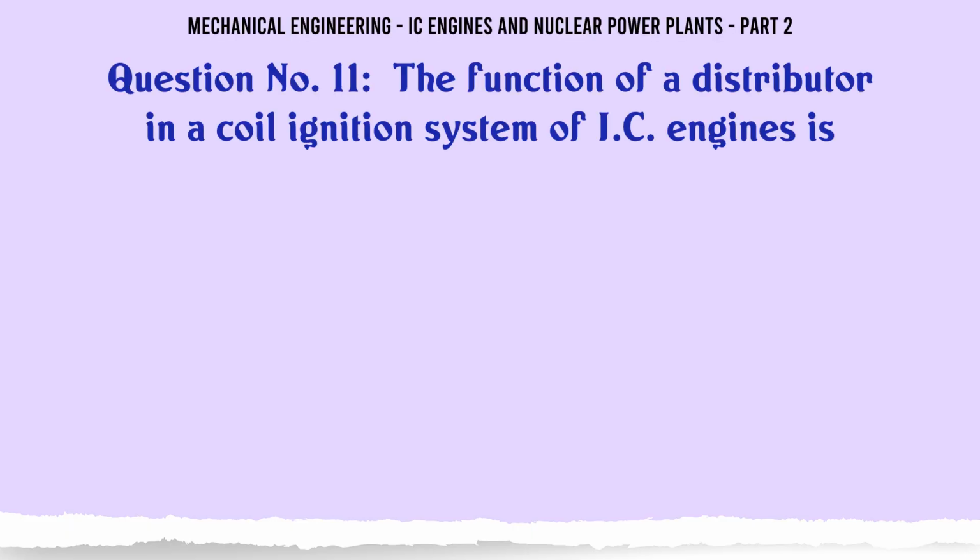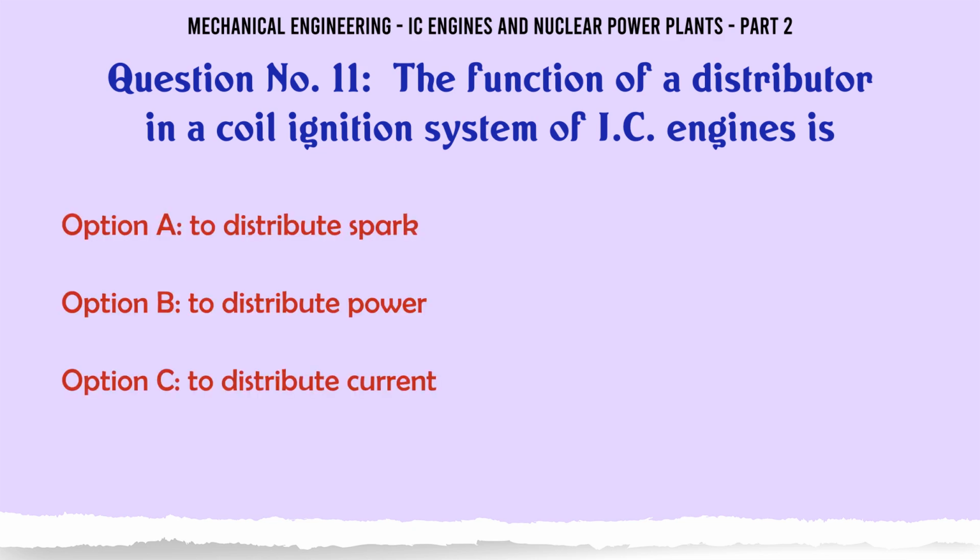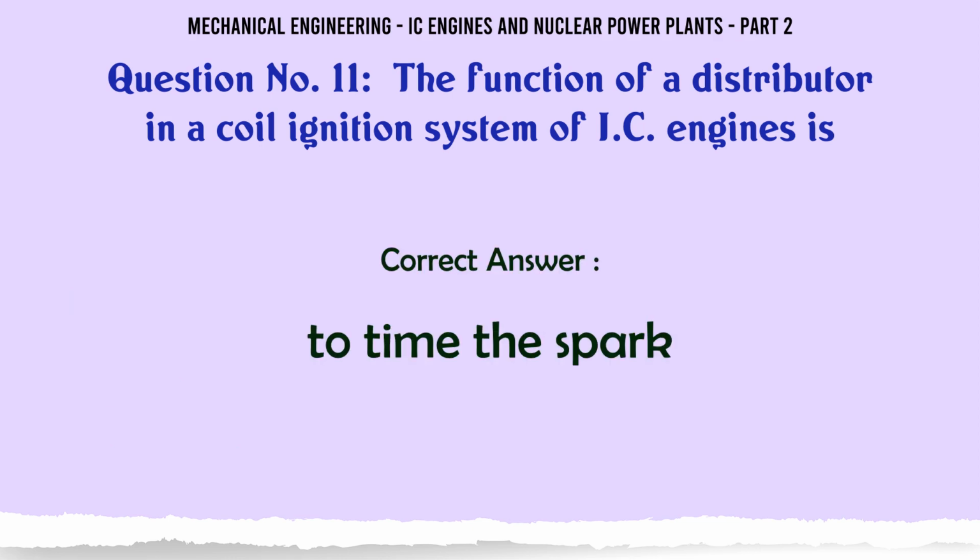The function of a distributor in a coil ignition system of IC engines is A. To distribute spark, B. To distribute power, C. To distribute current, D. To time the spark. The correct answer is to time the spark.